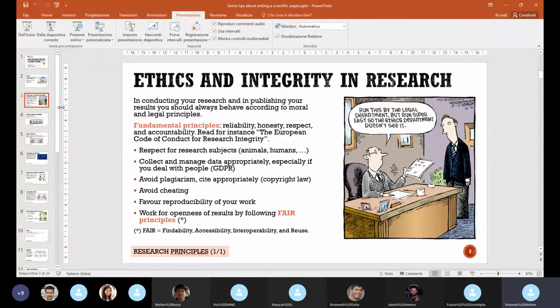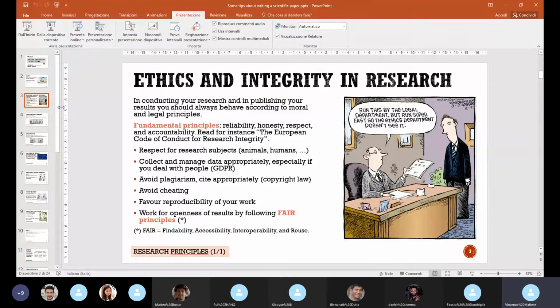There is a lot more about that, and so I encourage you to have a look at the GDPR because really managing data is something that you do in basically whatever research you conduct. So it is really fundamental for every researcher to be familiar with these principles.